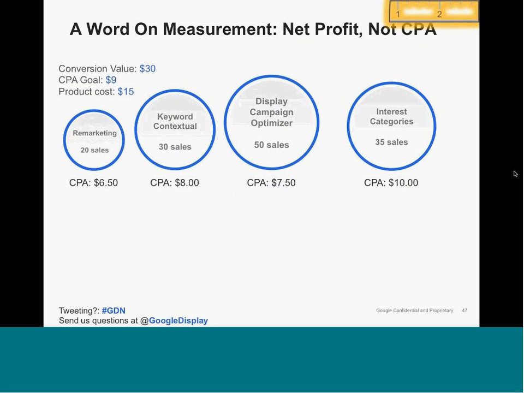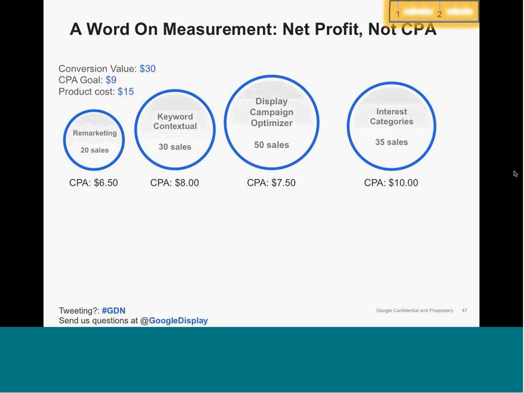And finally, a really important word on measurement. The tendency in the market is to measure CPA to determine what is and what isn't working. We find that measuring net profit, akin to ROI, is a more meaningful metric to use. Let's walk through why. Let's say the conversion value or sale price of an item is $30. The cost of that product to you is $15, and you're targeting to a CPA of $9. Let's also say that you're currently using the following targeting types, and they're all delivering the listed conversion volume. All targeting types are below your CPA goal, except interest categories, which has a CPA higher than your $9 goal.